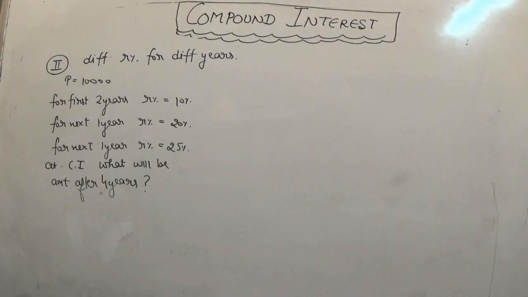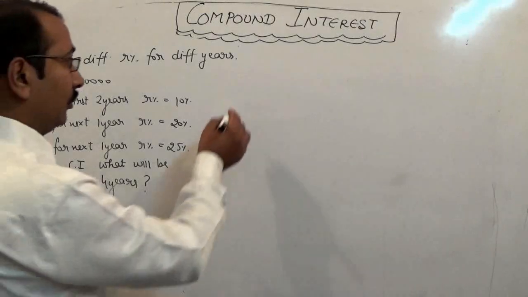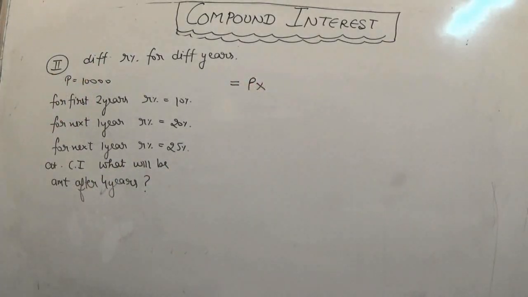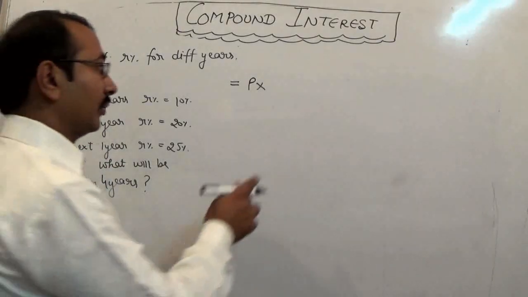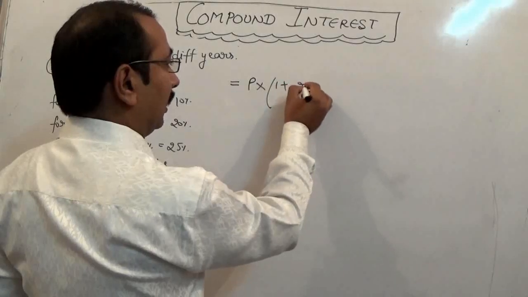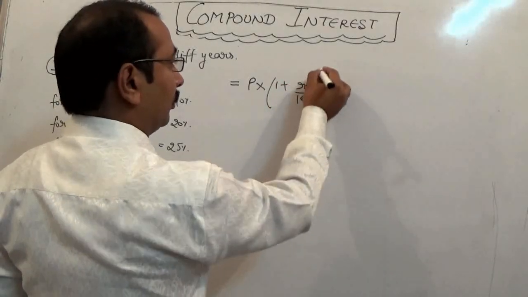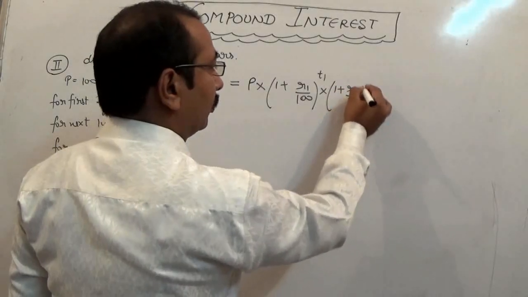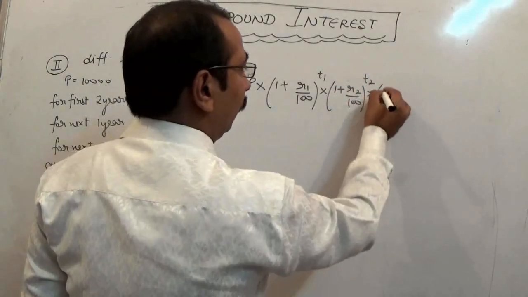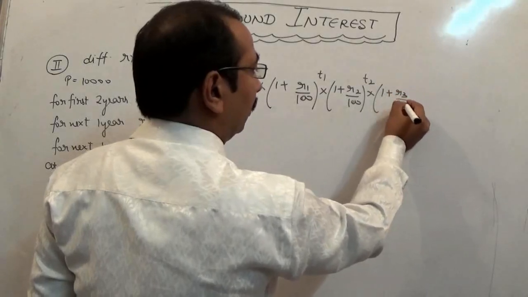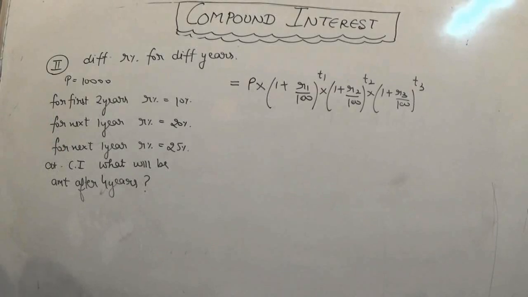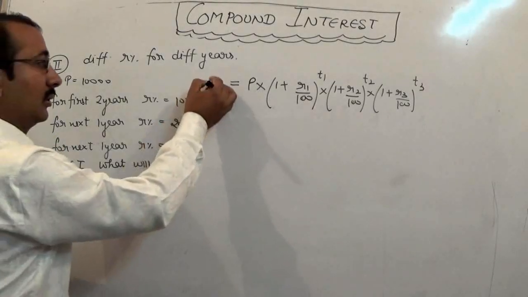Now, when I have to answer these types of questions, we can use a standard formula: principal P, R1 and T1, R2 and T2, R3 and T3, as we did earlier in simple interest. But in this case we take it as P into 1 plus R1 upon 100 raised to power T1, into 1 plus R2 by 100 raised to power T2, into 1 plus R3 by 100 raised to power T3. Then solve it and you get your answer. That is the formula for amount.